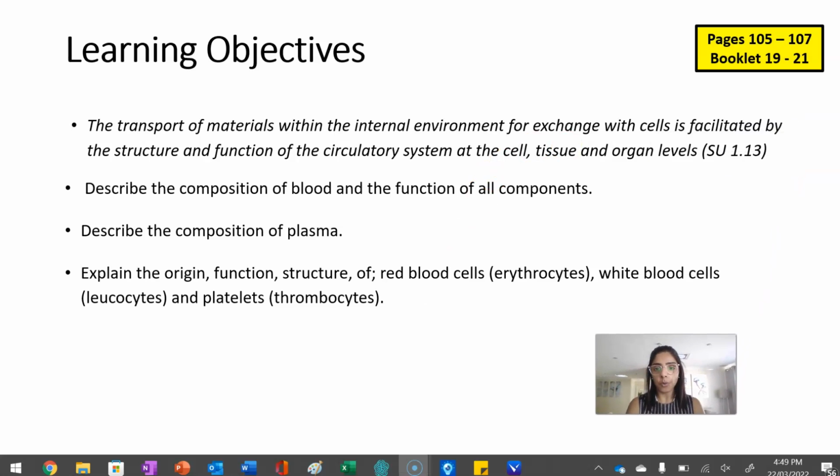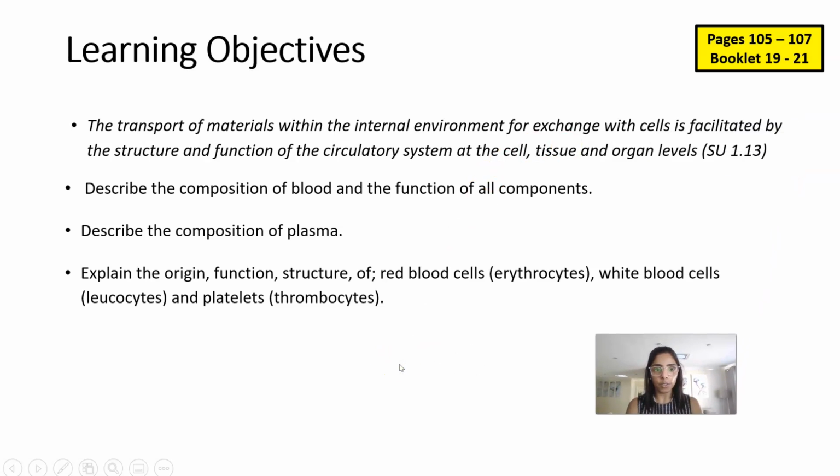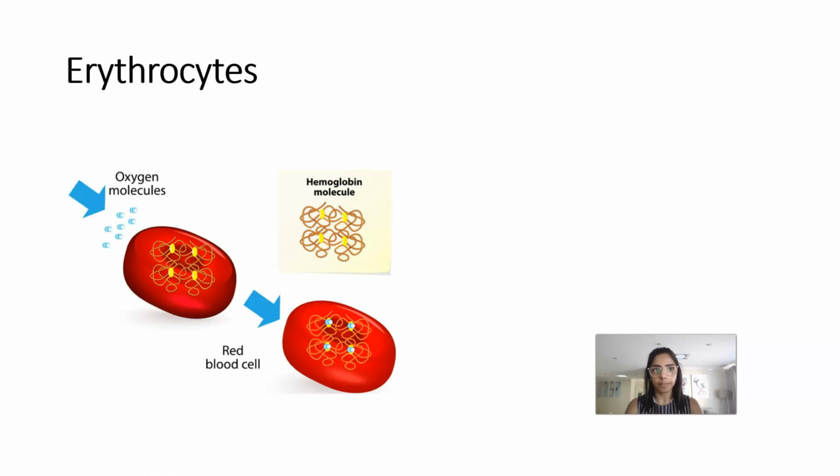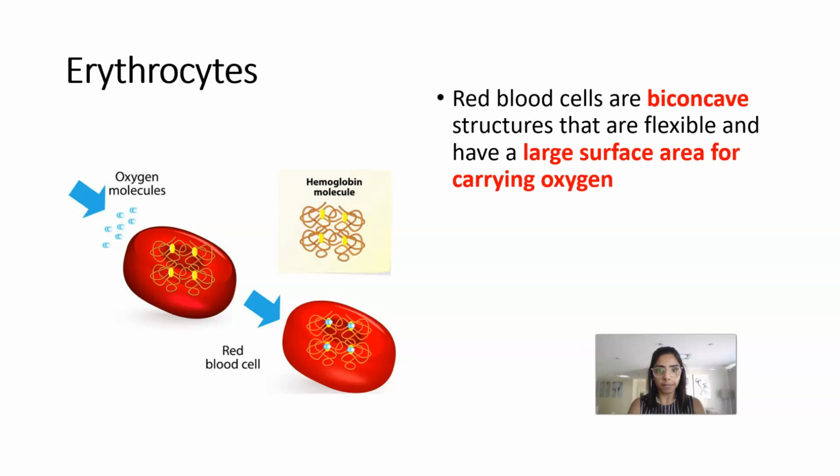Learning objectives for this lesson are as follows. Please make sure that you are able to describe the composition of blood and understand how gas exchange works. So we're going to go back to looking at erythrocytes. So remembering these are red blood cells. Red blood cells, or erythrocytes, are chiefly to do with the transport of oxygen and carbon dioxide around the body.